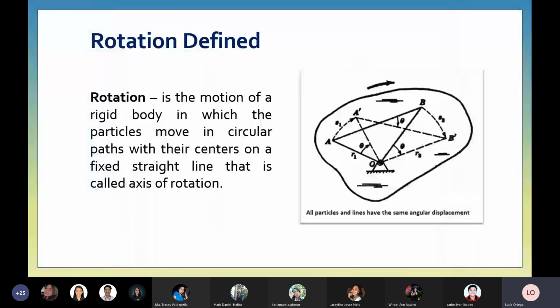Okay. So when we say rotation, that is a motion of a rigid body in which the particles move in a circular path with their centers on a fixed straight line that is called the axis of rotation.